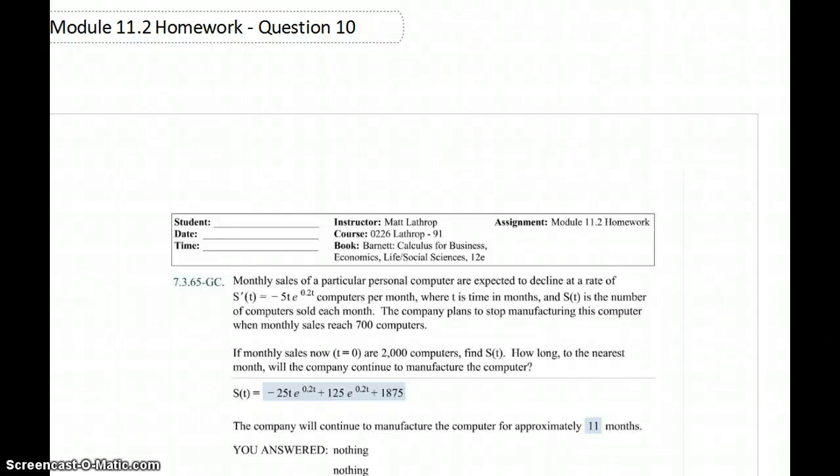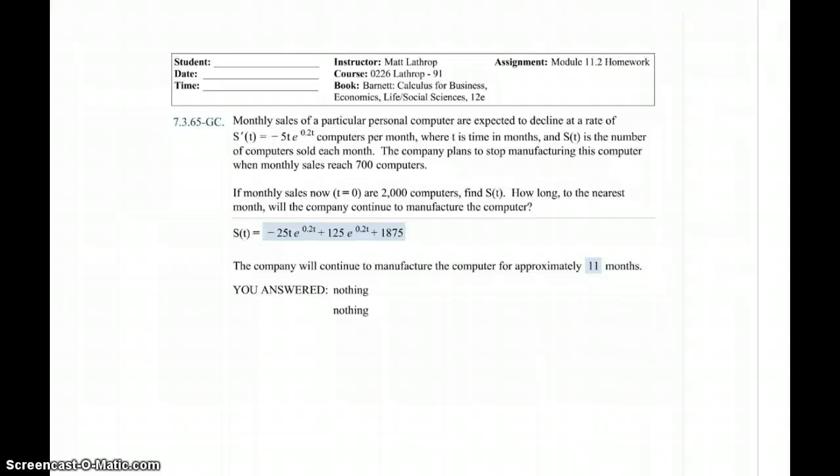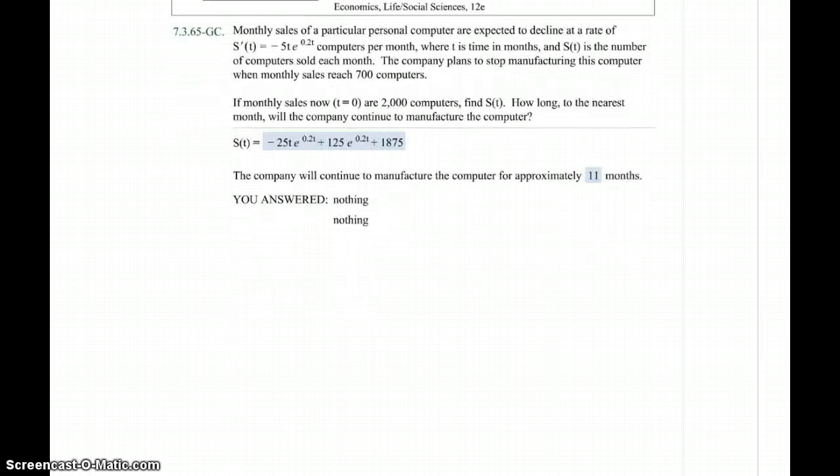Module 11.2 homework question 10. In this case, we're given a function for the rate of decrease of monthly sales of a personal computer. And what we want to find is S of t, so a function that would give us the number of sales after t months.